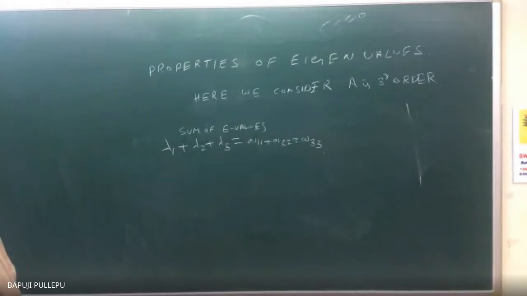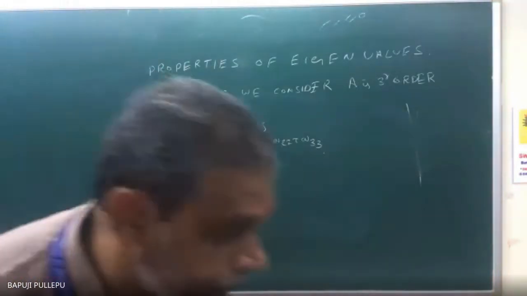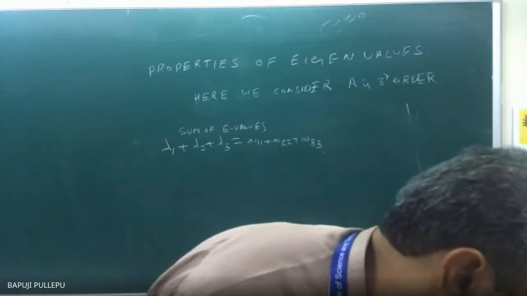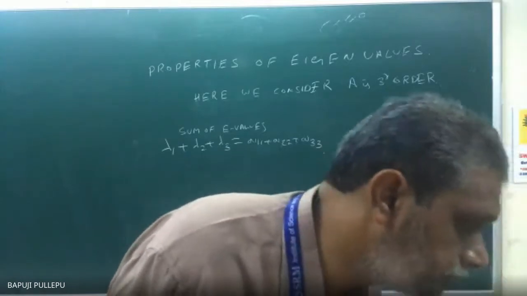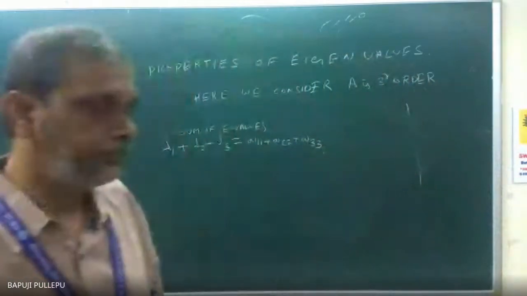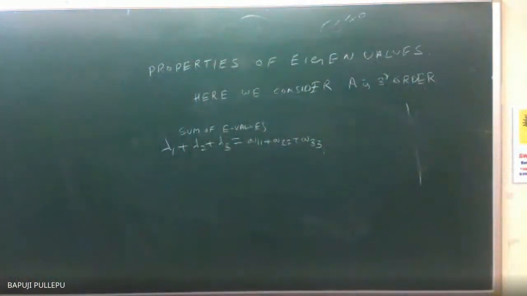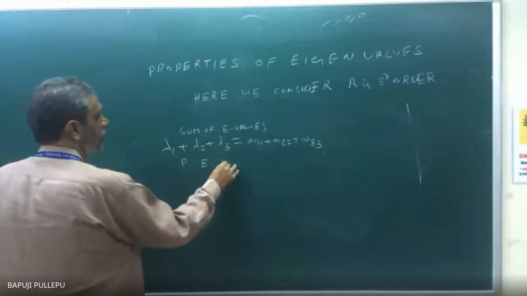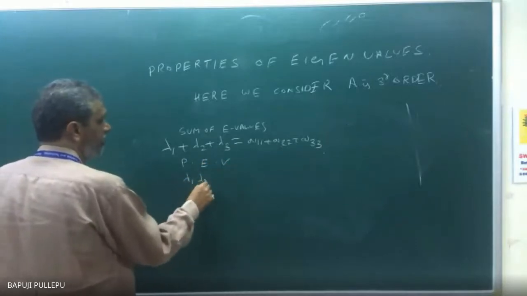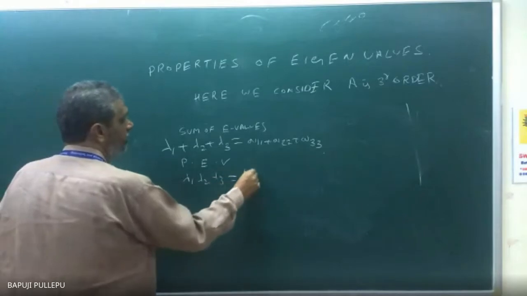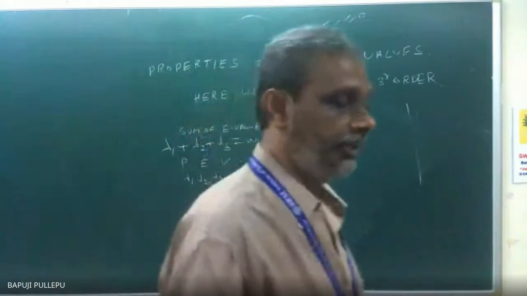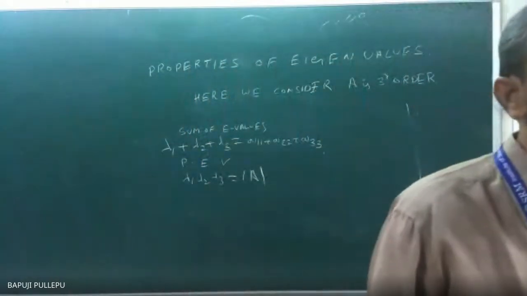Product of eigenvalues. Lohit Kumar, what do you want? Okay. Product of eigenvalues, what will you get? Product of eigenvalues, lambda 1, lambda 2, lambda 3 is equal to determinant of A. Very important. Sum of the eigenvalues is what, sir? Tell me.